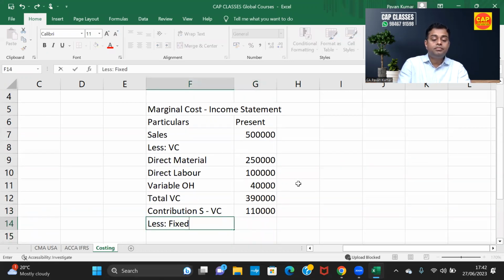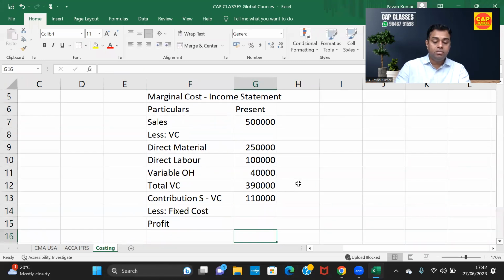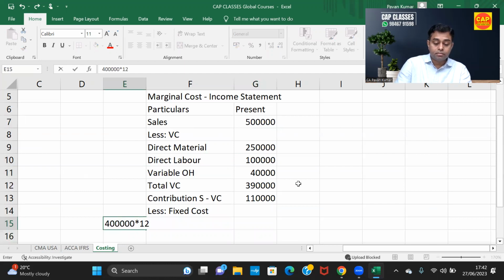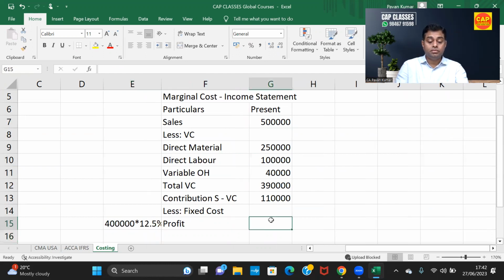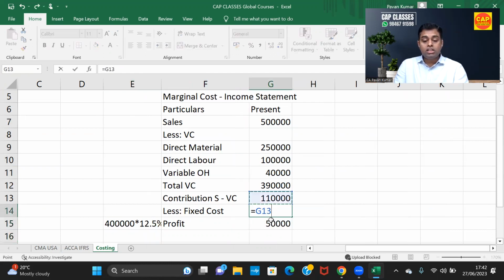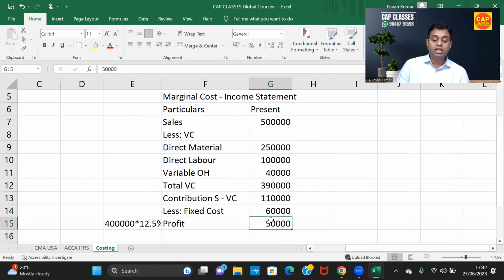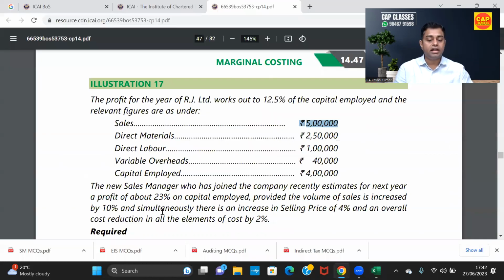Then less fixed cost. Okay, so reverse working. Then you will get profit. So profit is already given. How did we calculate profit? 4 lakhs capital employed into 12.5%. Present profit is 4 lakhs into 12.5%. That gives you 50,000. Correct? So fixed cost is 1,10,000 minus 50,000, which is 60,000. So this is the present situation. This is how fixed cost is to be calculated.